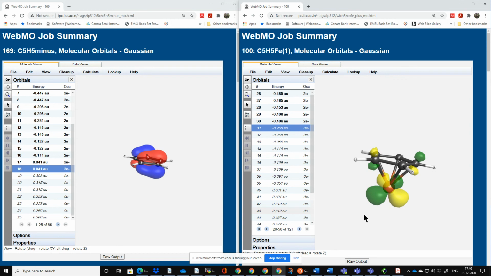Similarly, if you look at the filled orbitals on the FeCp plus, they will match with the empty orbitals on the Cp minus. I hope this helps you to understand how you can use fragment molecular orbital pictures to find suitable matches when you interact two fragments.